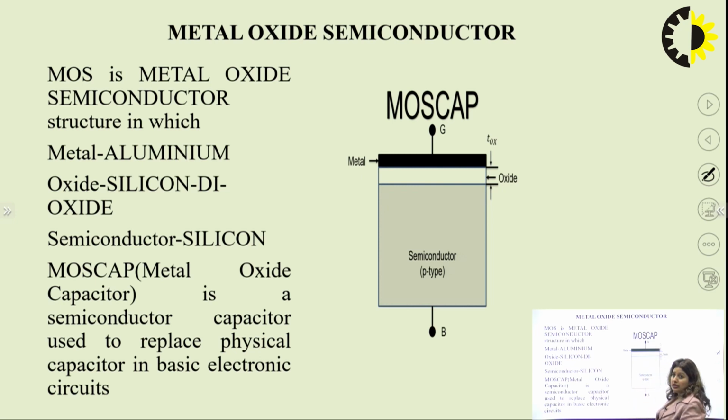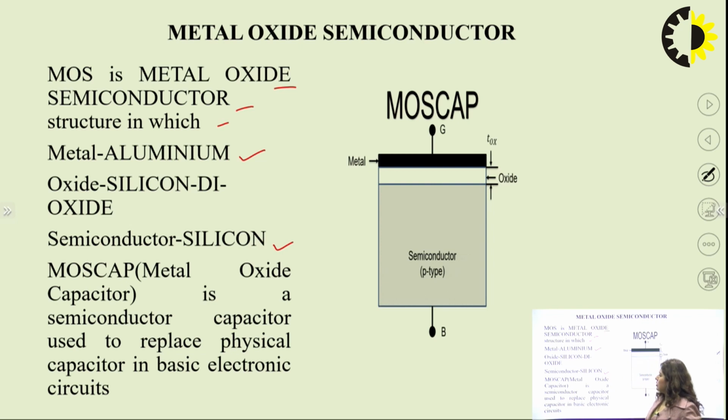They have the same number of terminals: emitter, base, and collector in the case of the BJT, and in the case of the MOSFET it is gate, drain, and source. So MOS is a metal oxide semiconductor structure in which the metal is basically aluminium, the oxide here is silicon dioxide, and the semiconductor here is silicon.